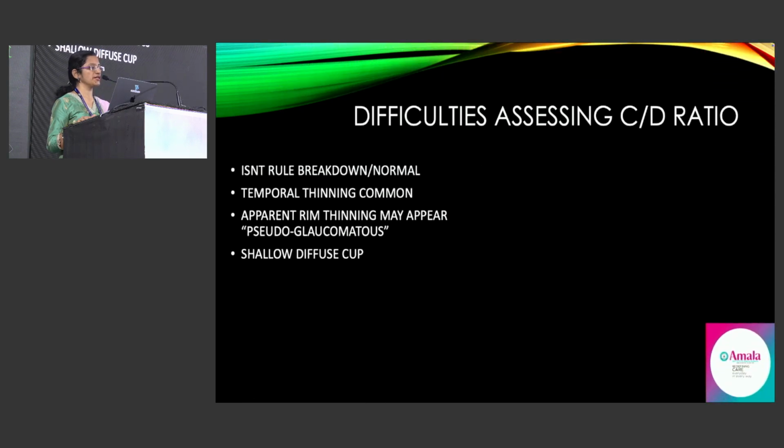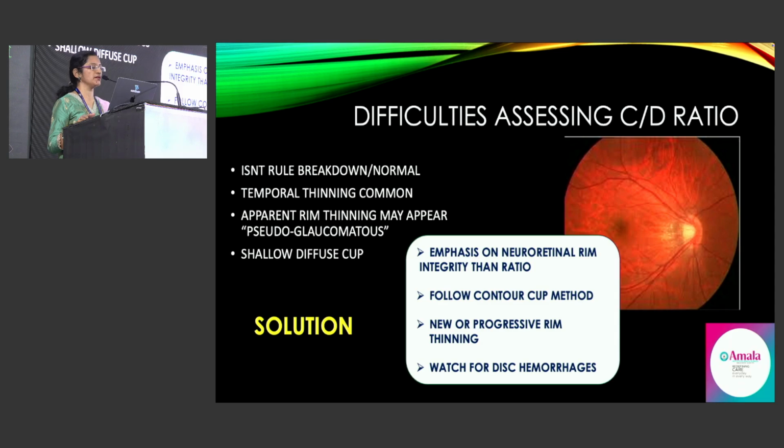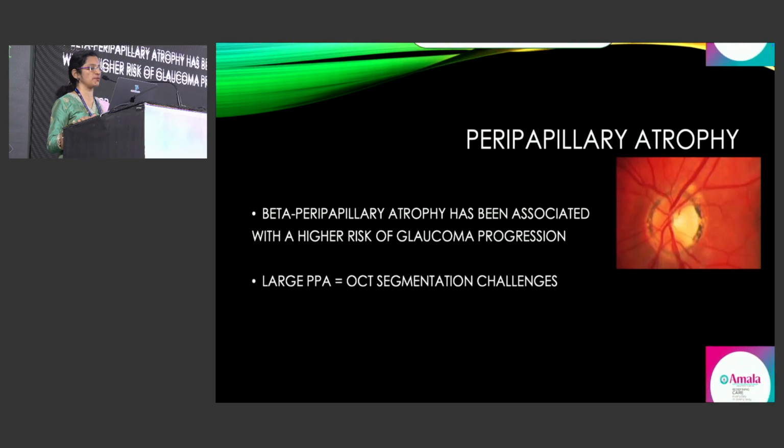In the cup disc ratio, temporal thinning is more common, which may appear as pseudoglaucomatous. The cup is usually shallow, with diffuse cupping, which may again confuse us whether the cup is increased or whether it is glaucomatous or not. So the solution to this problem is that rather than looking at the ratio, give emphasis to the size and integrity of the neuroretinal rim. You should follow the contour of the cupping rather than the color of the cup. See whether a new NRR thinning is developing, and watch for any disc hemorrhages occurring. That is the solution to this problem.